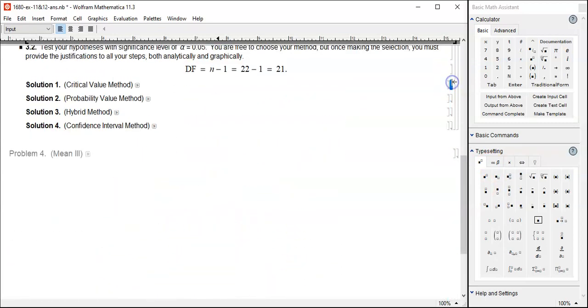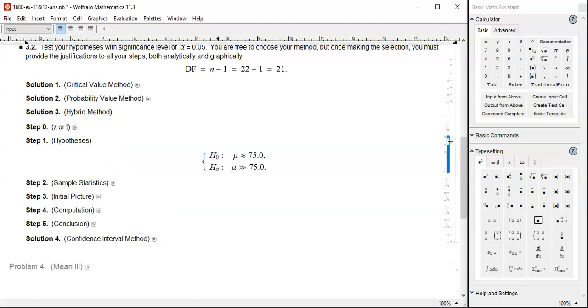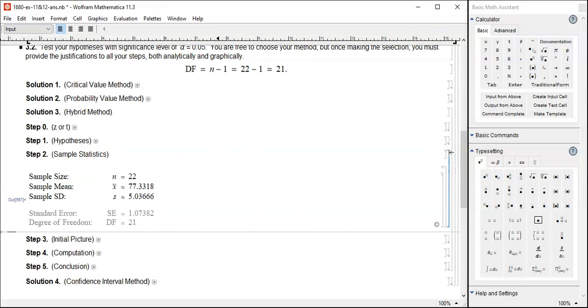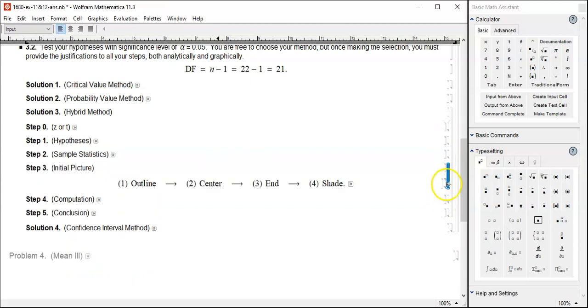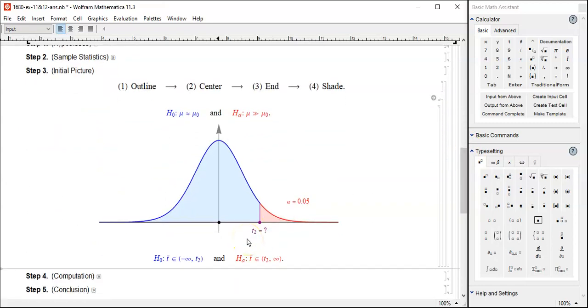Now let's talk about probability value method. No, hybrid method first. Hypothesis the same, sample statistics the same. And here's the initial picture. Instead of drawing it around the null, draw the standard t-curve around the origin, and then look for the critical t-statistic. Not the critical value itself, but critical t-statistic. So this is kind of corresponding to critical value, but it is already processed.